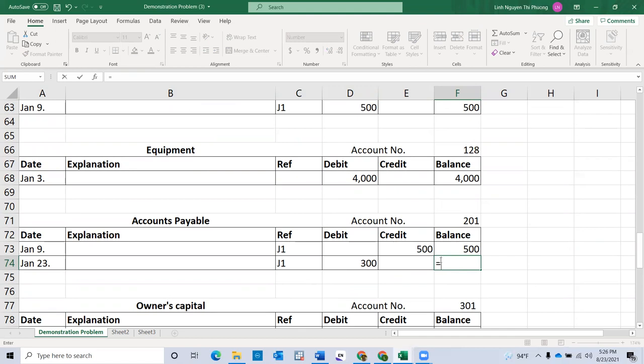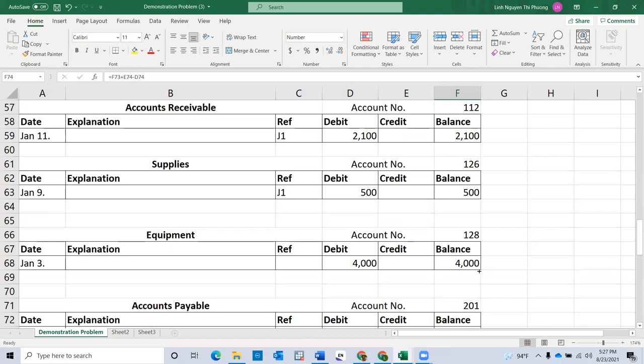Now, this is accounts payable. It's a liability. So for liability and owner equity accounts, like owner's capital or service revenue, the formula will be balance plus any credit minus any debit. Okay, it's opposite with assets, all right? It will be balance plus any credit, because credit will increase our liabilities, and minus debit. Why minus debit? Because debit will decrease the liabilities. So enter, our balance will be 200.